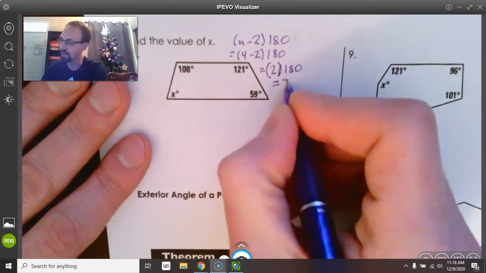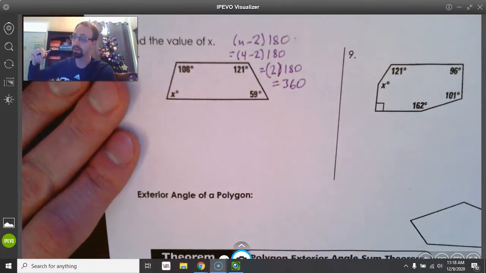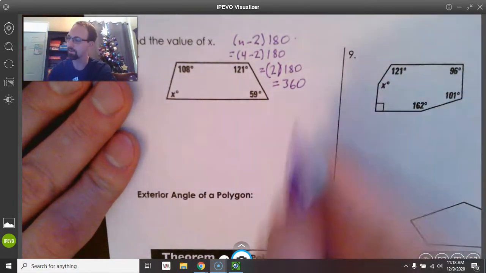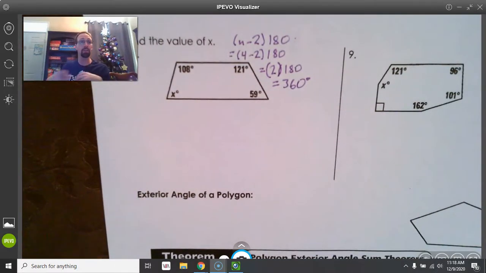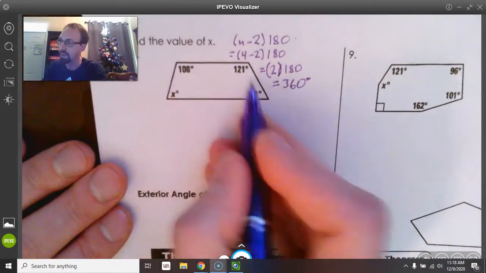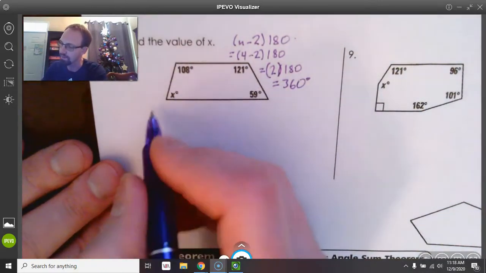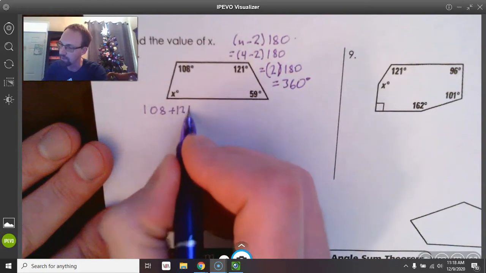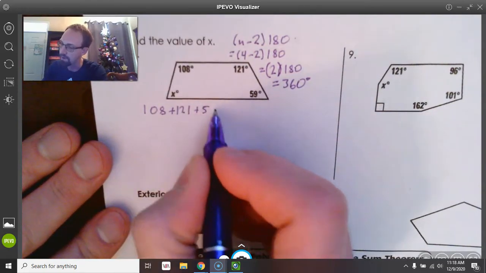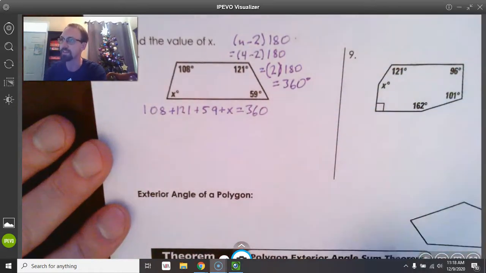So this is a 360-degree interior angle, also exterior, but we're just looking at interior right now. This is a 360-degree shape. That tells me that if I add up all of these interior angle measurements, I'm going to obtain 360 degrees. So if I add up 108 plus 121 plus 59 plus x, that result should be 360.